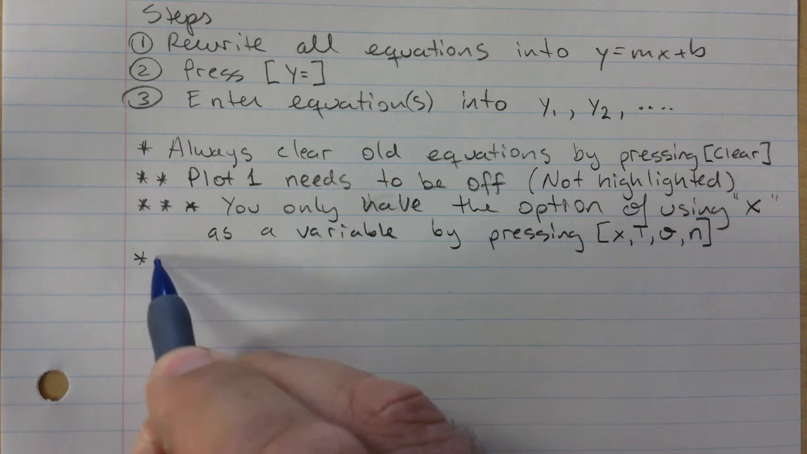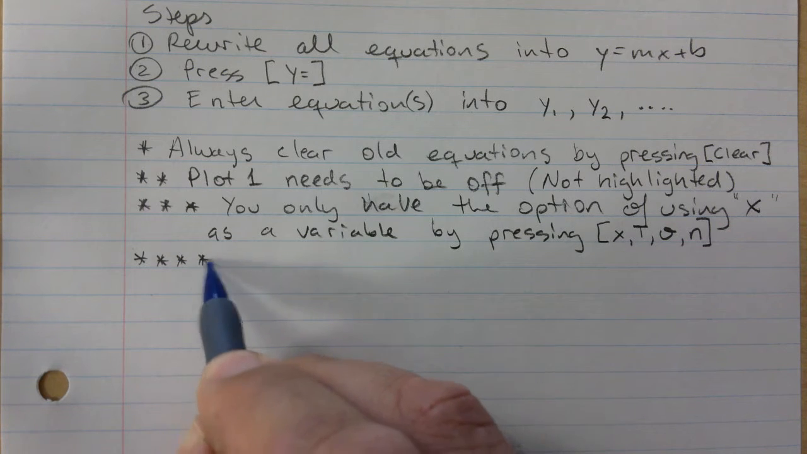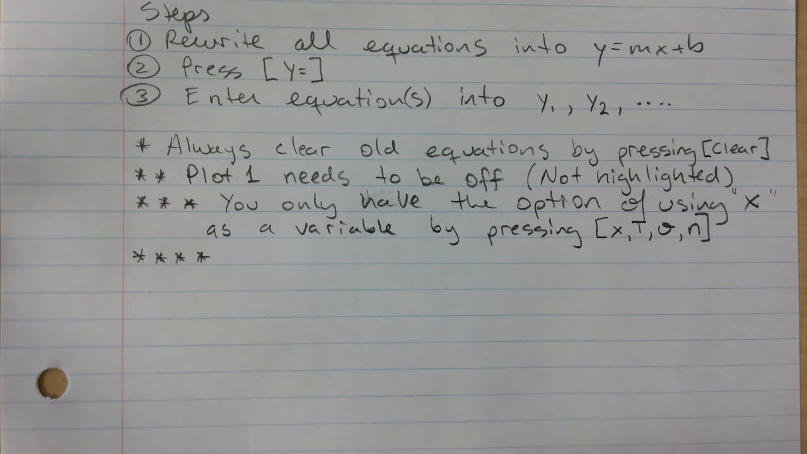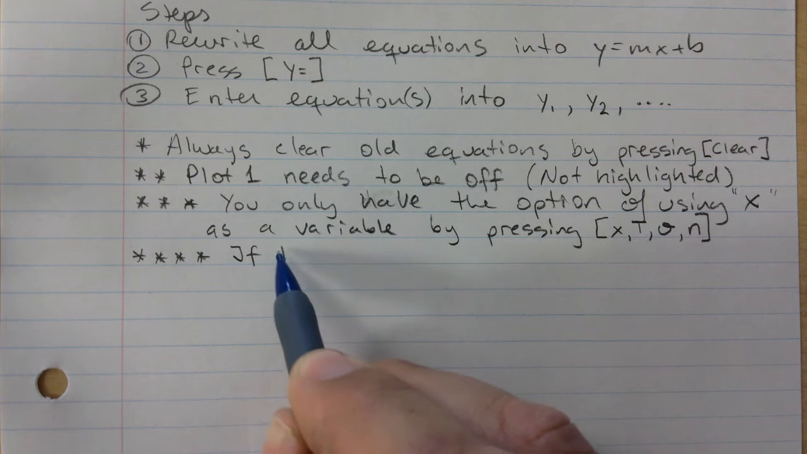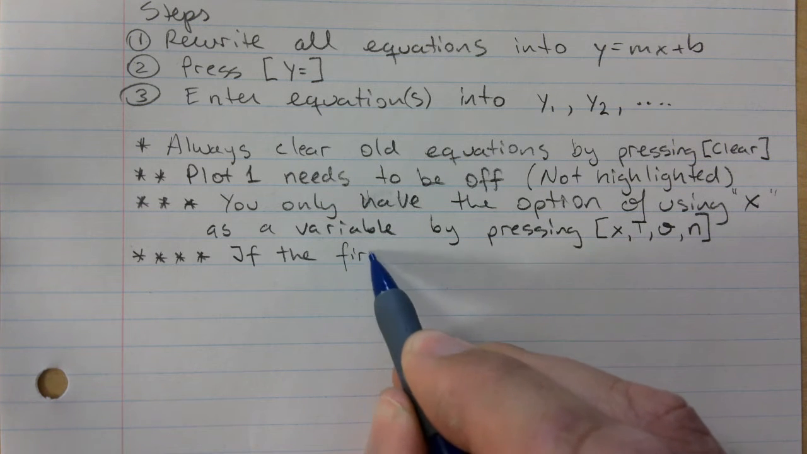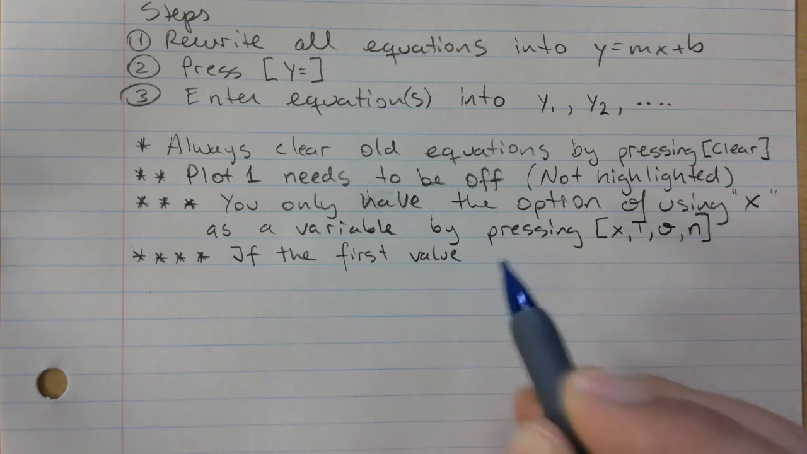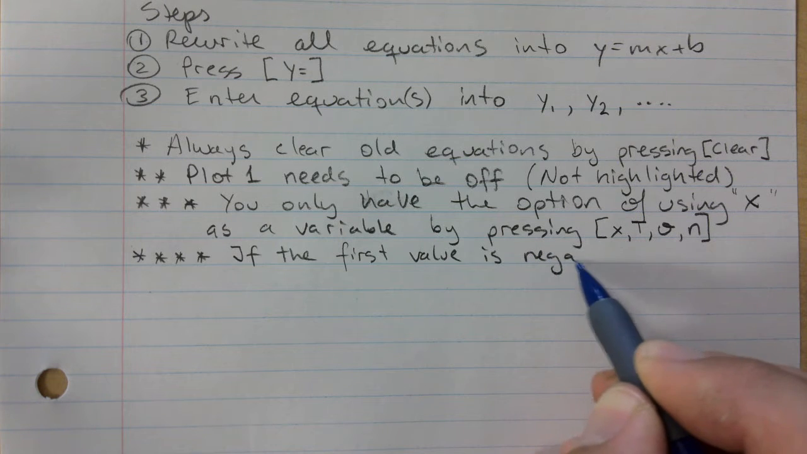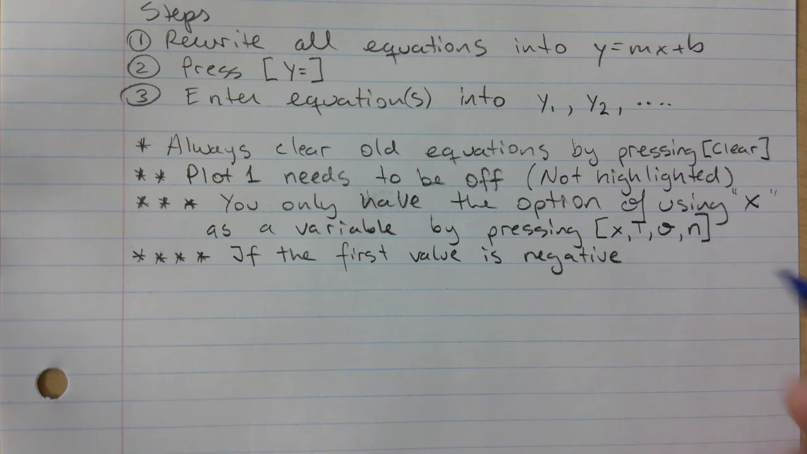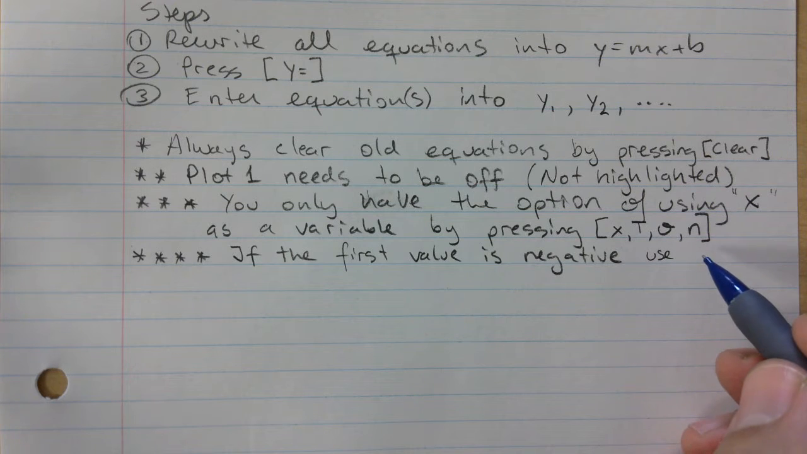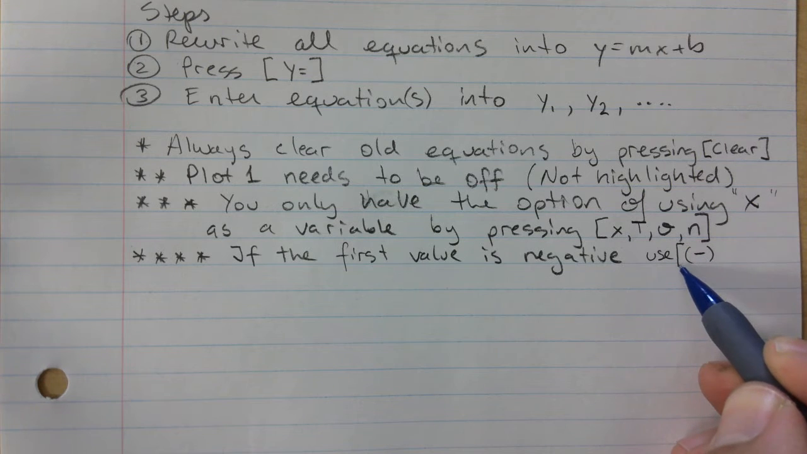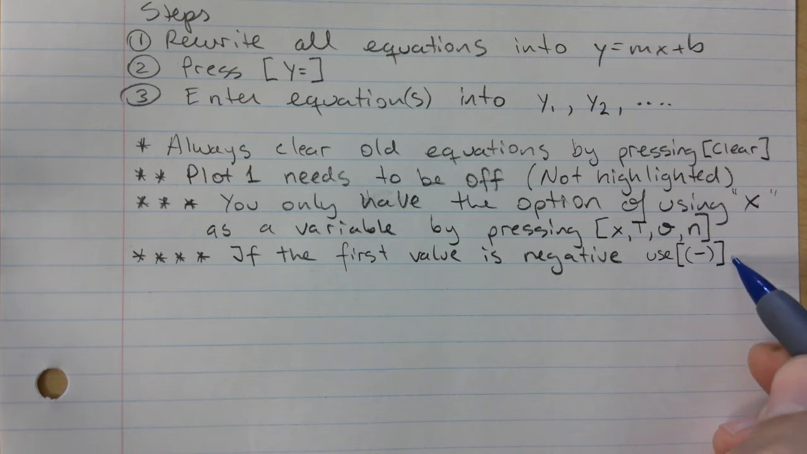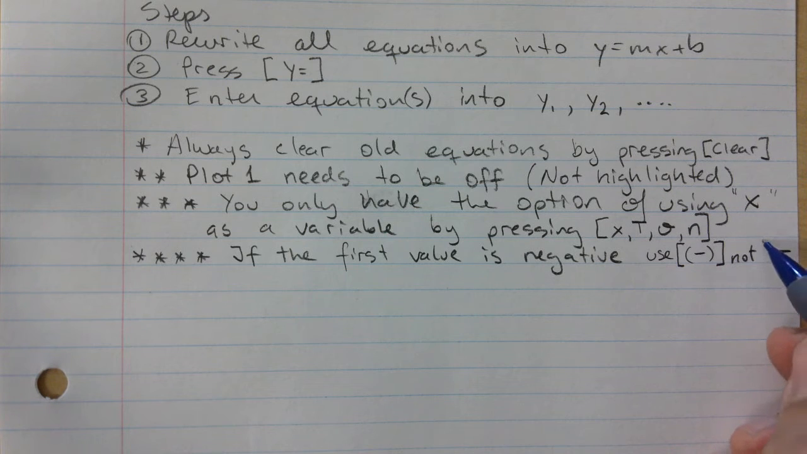And this is probably the most important one that at first gets a lot of students in trouble. If the first value is negative, use this button, and I'll put that in square brackets because it's a button, and not the subtract button, which is longer.